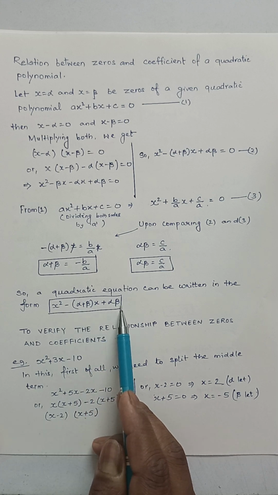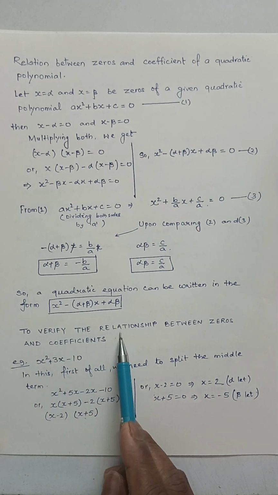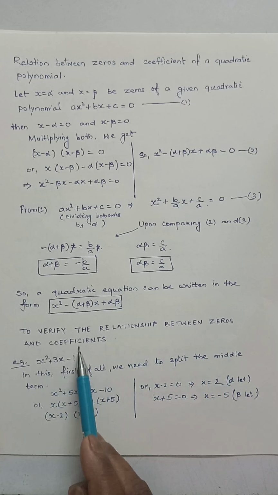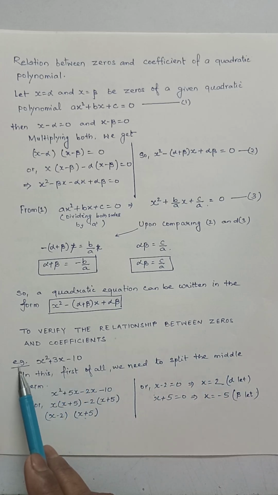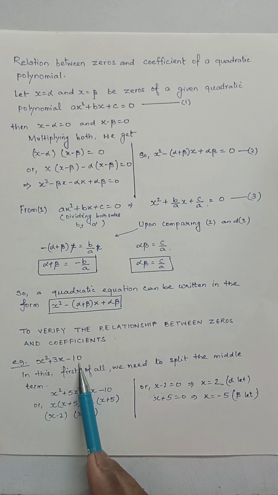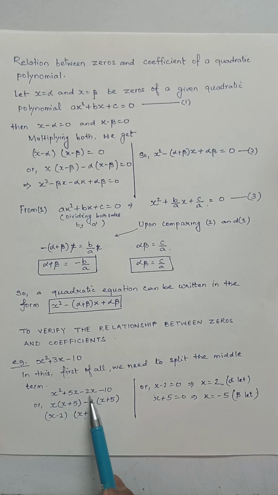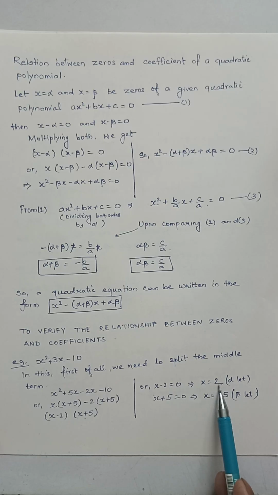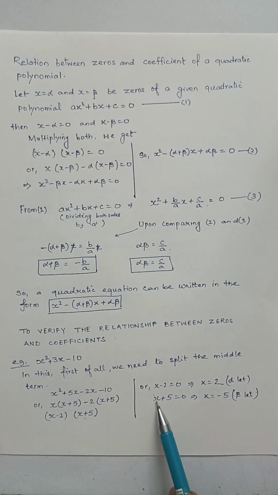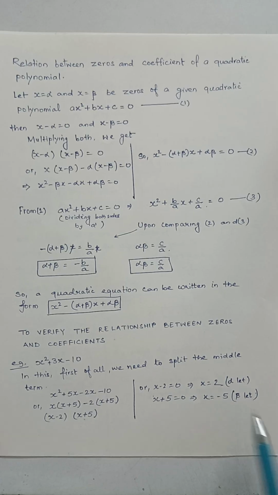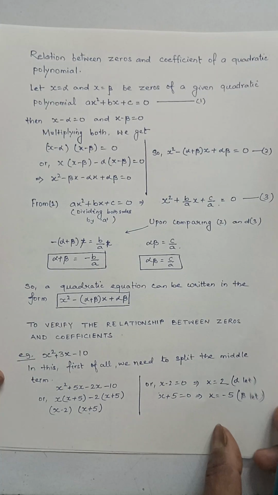To verify the relationship between the zeros and coefficients, we have an example over here, x² + 3x - 10. In this, first of all, we need to split the middle term. I have already split the middle term here, 5x - 2x, and we get (x - 2) and (x + 5). Putting x - 2 = 0, x = 2, we will consider this as alpha, and x + 5 = 0, x = -5, we will consider -5 as beta.